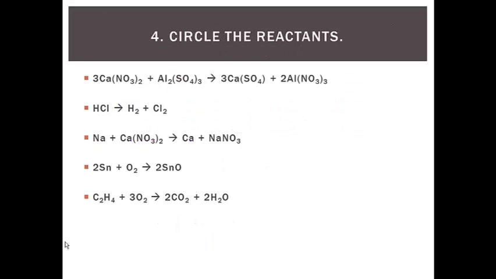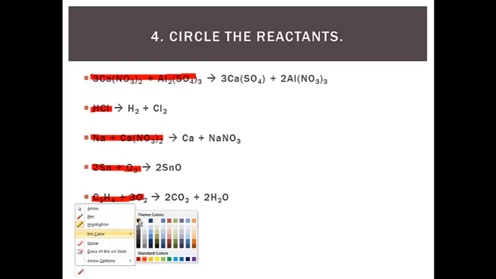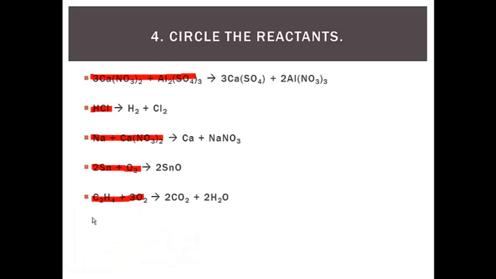Next question, circle the reactants. So everything before the arrow is going to be reactants, so those guys. As far as reaction types, this one I've got 2 things switching places, so this is double displacement.